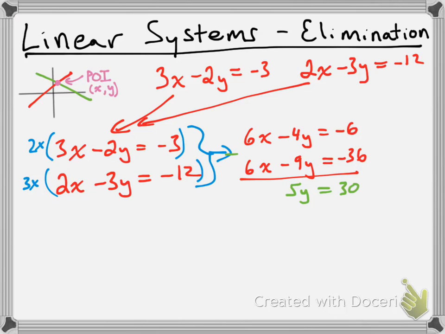Cool. So we just created this new little equation with one variable that I can relatively easily solve for. I just have to divide by 5 on both sides, and that will give me y equals 6. So I know that the y value of my point of intersection is 6. Now to find the x value.